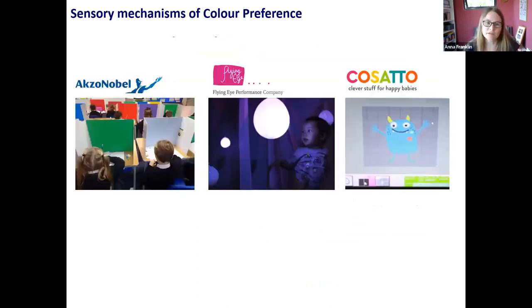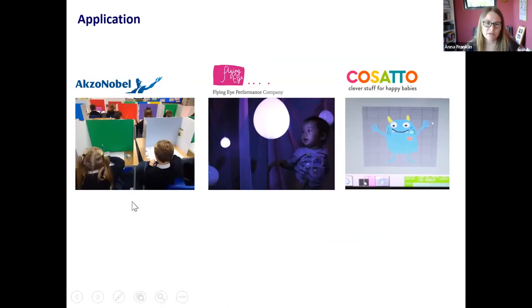We've also applied our research by working with various companies. So, for example, we did a study looking at the effect of colour on children's performance in the classroom. And we've worked with drama companies to design drama and art that's optimised for infant and child vision. And then we've also been working with companies that design products for babies or books for babies to ensure that the colours on those products and books can actually be seen.